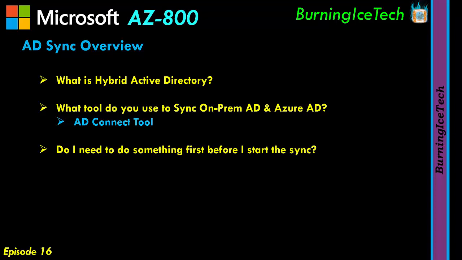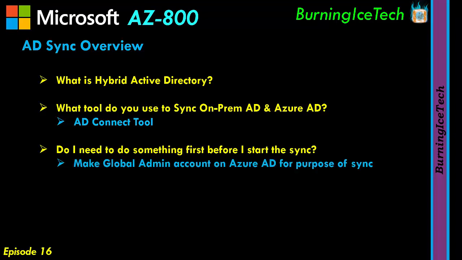One of the first and main things you're going to need to go and do is you will need to go and create yourself a global admin account. This is now besides the usual one. Create yourself a global admin account on the Azure Active Directory. Now, the purpose of this global admin account is to synchronize to your on-premises Active Directory.